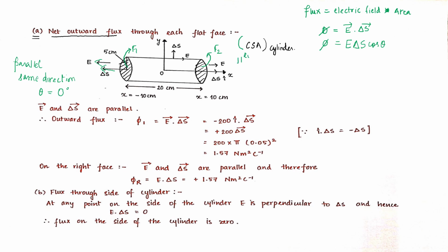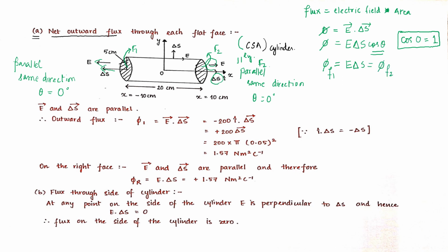Similarly, for phase 2, what we are having, E and del S are parallel, same direction, and hence theta is 0 degree. So what is the value of cos 0? Cos 0 equals to 1. For both the cases, xi will be E del S for phase 1 equals to xi for phase 2. Okay, it will be same.